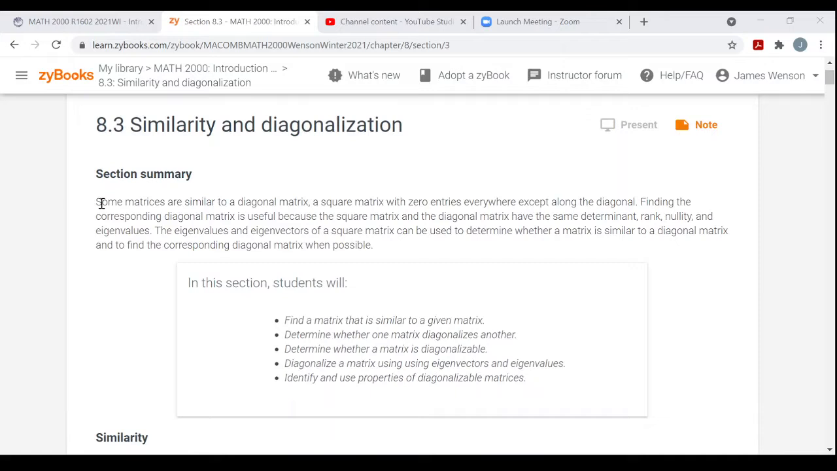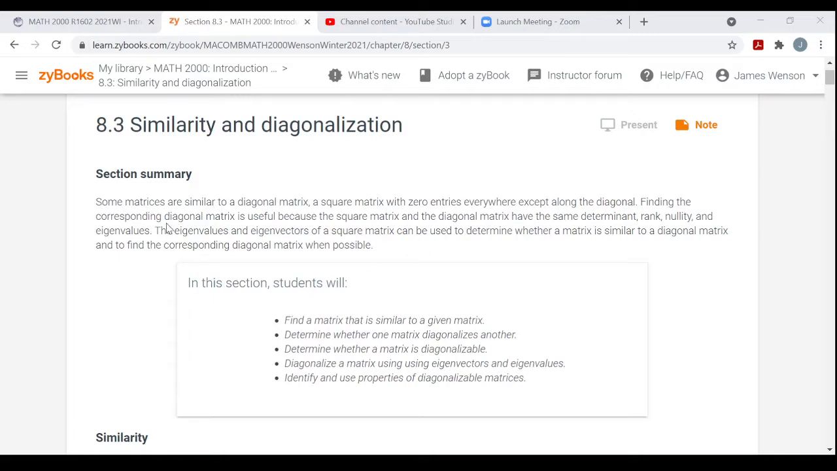Alright, so some matrices are similar to a diagonal matrix. Now, what that means we'll get into in a second. A diagonal matrix is a square matrix with 0 entries everywhere except along the diagonal, right? But what does it mean for two matrices to be similar to one another? That's what we're going to get into down here.